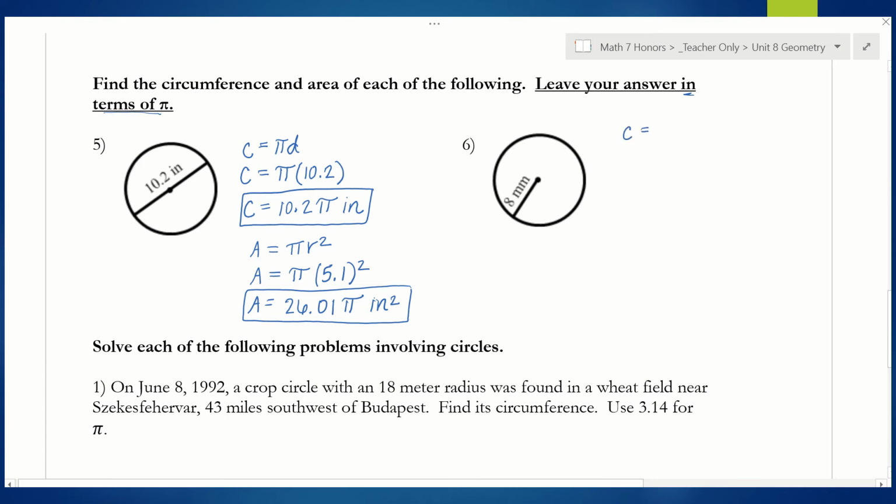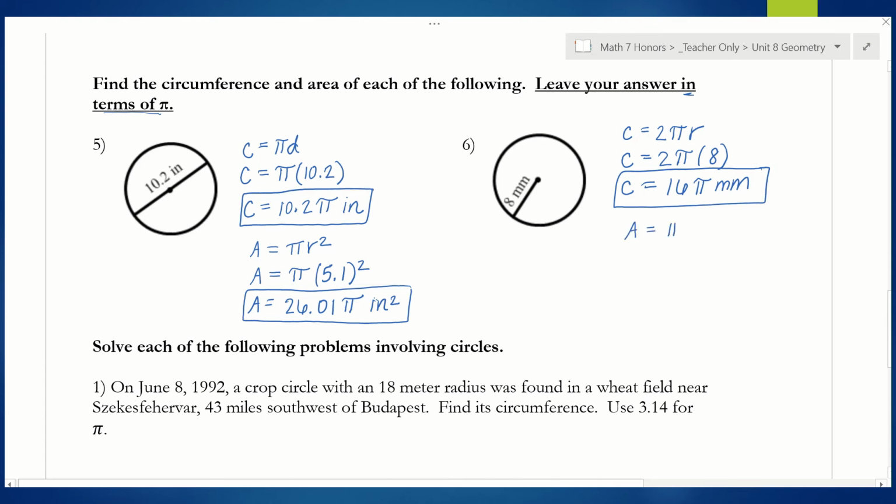All right, one more. For this one, I'm given the radius, so I'm just going to do 2 pi r. So this means I have 2 times pi times 8. And so the only thing we're going to do here is 2 times 8, which is 16. We put our pi on the end, and we label it. And that's it.